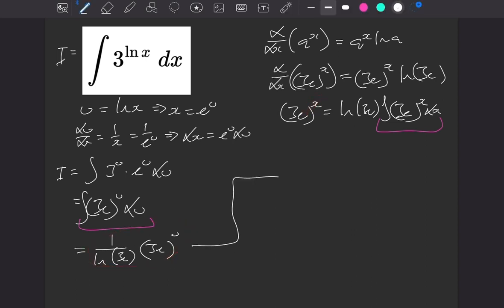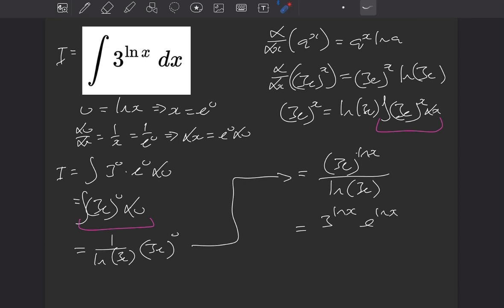If we now take everything and go back into the x world, our integral is going to be equal to 3e to the power of the natural log of x all over the natural log of 3e. We can separate some things out. So on the top, if we separate that into two different powers, we'll have 3 to the power of the natural log of x multiplied by e to the natural log of x. This e to the natural log of x, well, the natural log and the e will cancel, so all that's going to give us is x.